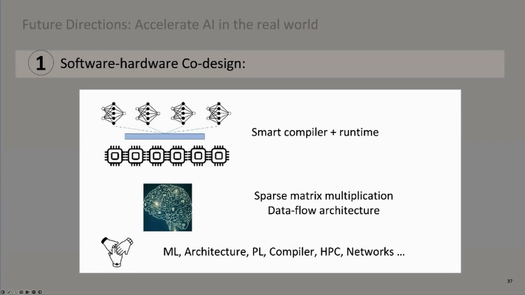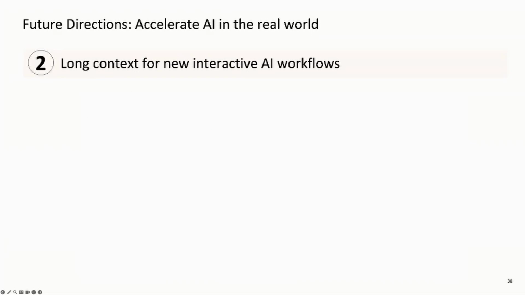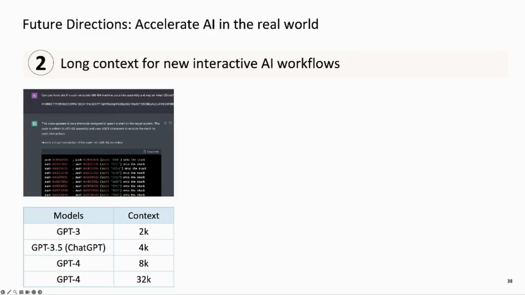On the AI side, I'm still excited about long context, especially for new workflows that are more interactive. So now, if you're chatting with ChatGPT or GPT-4, these things have much longer context, and you want to go back and forth with them. That means that the models need to incorporate much longer context from user history. And we've seen that GPT-4 has increased context to 8K and 32K.